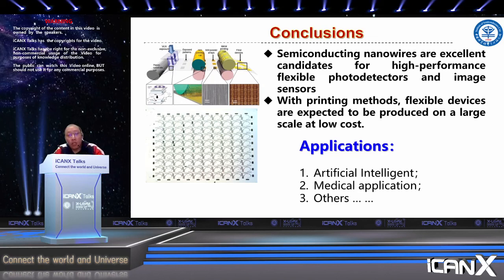And later, with printing methods or our other methods, we can get flexible devices or systems with very large area and large scale and at a very low cost. And with this improvement, I think we can really find some applications in artificial intelligence, medical applications, and others.